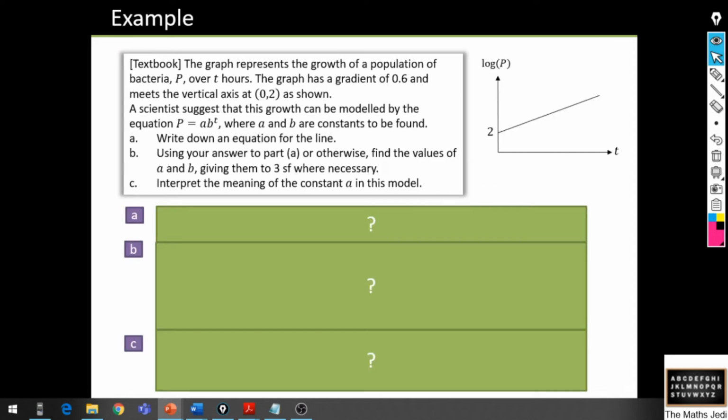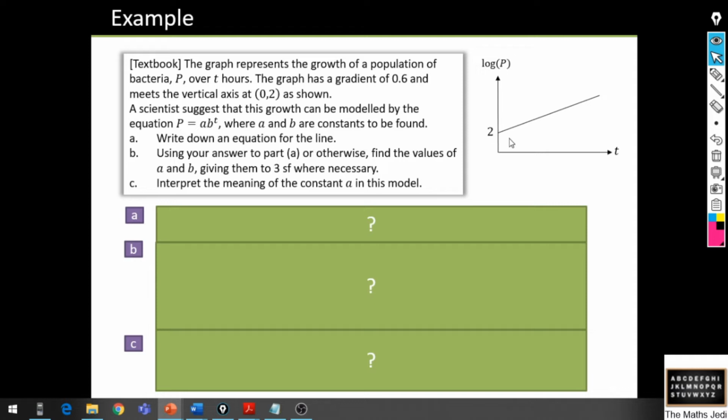Let's have a look at a problem to see that in action. Of course, the first thing to understand is what kind of problem we're being asked to do. So here's a typical sort of problem. It says the graph represents the growth of a population of bacteria over t hours. The graph has a gradient of 0.6 and meets the vertical axis at 0.2 as shown. Scientists suggest that this growth can be modelled by the equation p equals ab to the power t, where a and b are constants to be found. Write down an equation for the line.